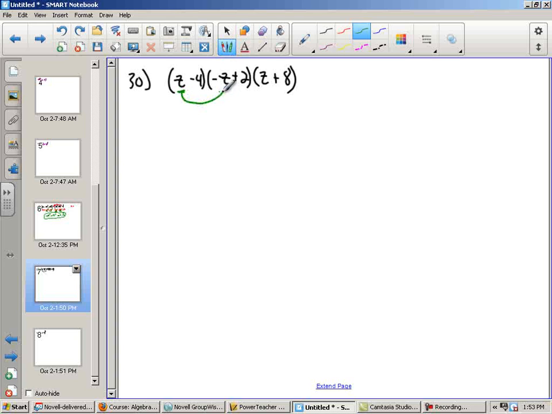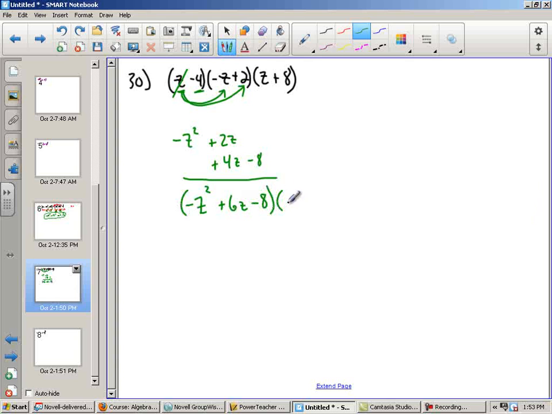So I'll start with z to both pieces. Z times negative z is negative z squared. And z times 2 is plus 2z. And the z is gone. I do the same thing with negative 4. I get negative 4 times negative z is plus 4z, and then negative 4 times 2 is negative 8. That'll give me negative z squared plus 6z minus 8 times z plus 8.